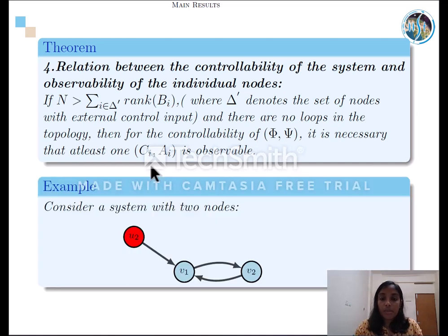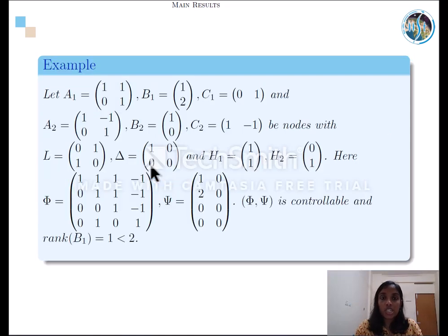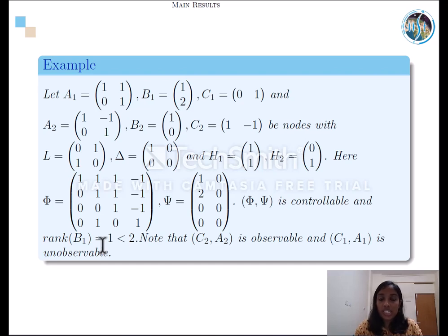Moving forward with an example, we are considering a two-node system with external control input to the first node and the nodes are arranged in a cycle topology. These are the node dynamics. We can see that the network system is controllable and the only node having external control input is the first node. The rank of B1 is 1, which is strictly less than 2. And we can see that the second node is observable, whereas the first node is unobservable. So there exists at least one observable node.